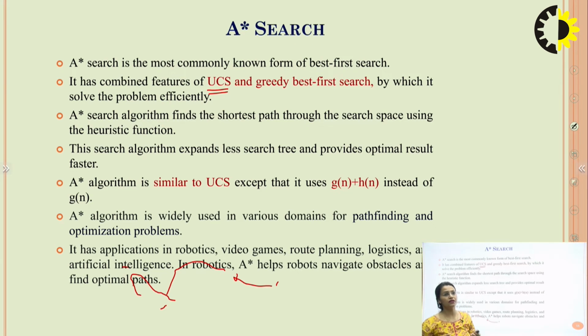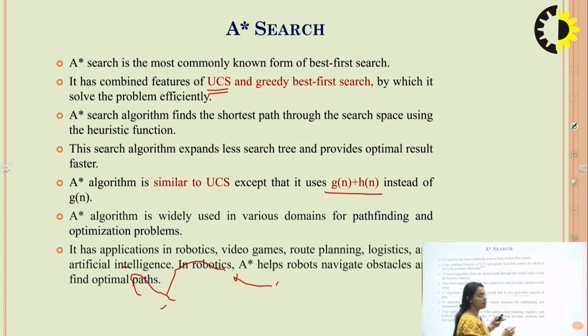So it finds the shortest path, as the previous algorithm is also saying, through the search space using the heuristic function. Basically this algorithm expands a smaller search tree and provides the optimal result, and it will be faster. This algorithm is very similar to UCS, but here it uses Gn plus Hn as a whole, or the combination of both, instead of Gn only.